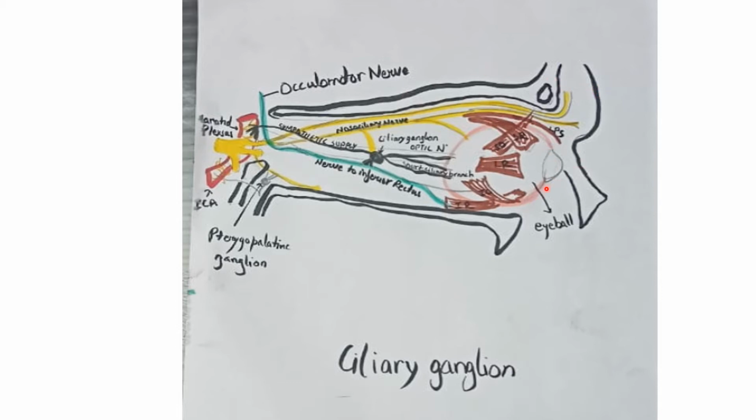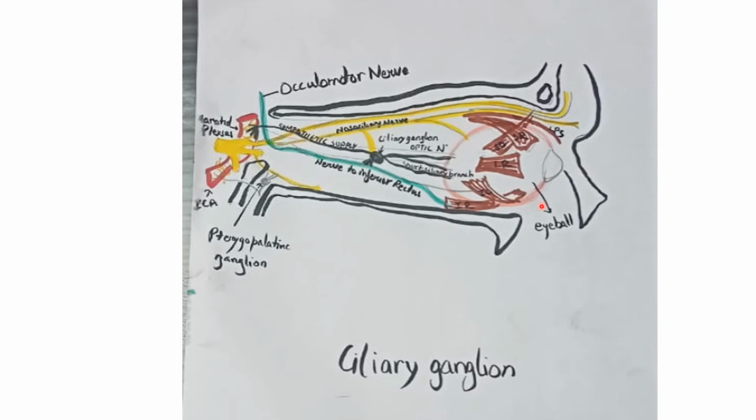This is your eyeball. The eyeball is present in the orbit, right? And this is your nasal bone. This is your maxillary bone, right? Above is your frontal bone. Behind is your lesser wing of sphenoid, right? So this is a section of your orbit.